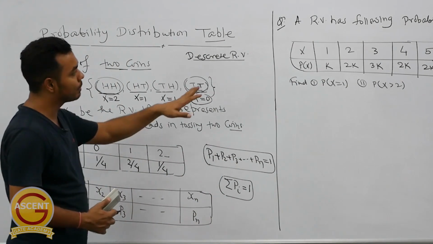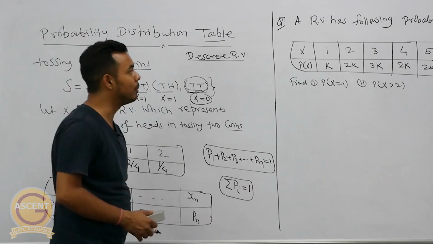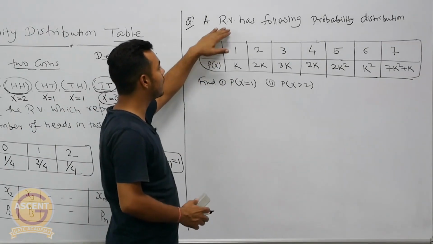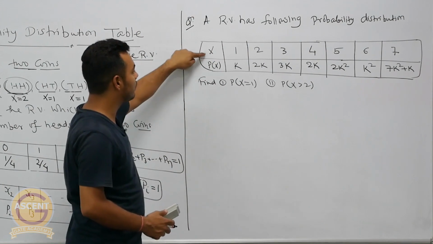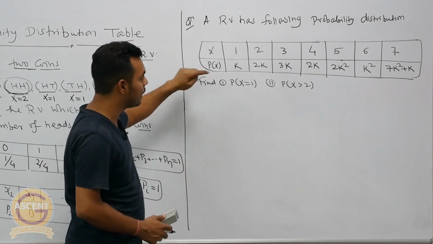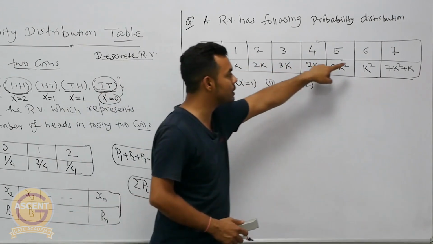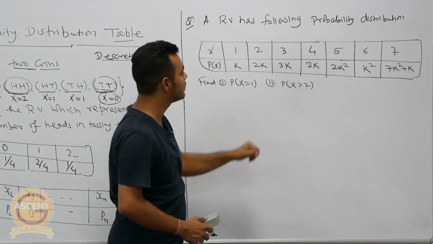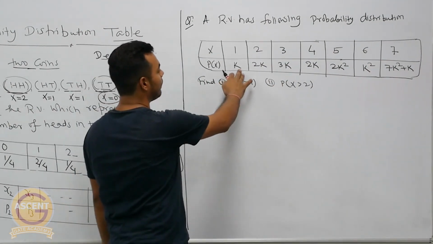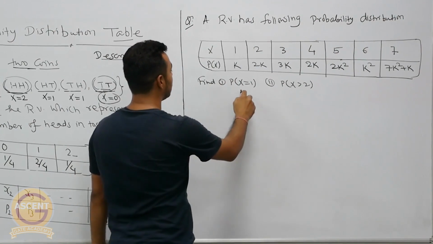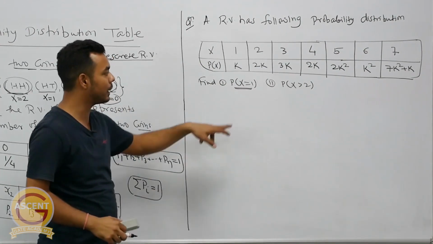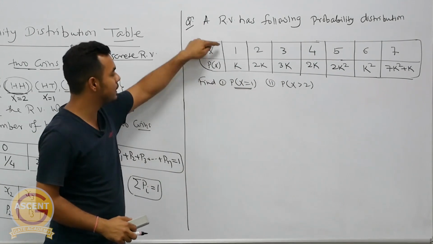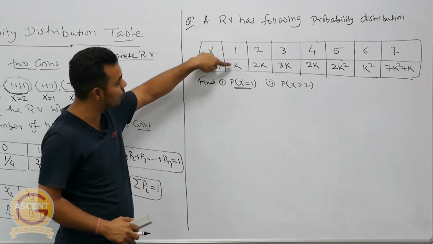Now we will take one problem and see how to apply this formula. The question we have is: a random variable has the following probability distribution. The values of X and their corresponding probabilities are given. These are the 7 possible values of X from 1 to 7, and in the second row we have their corresponding probabilities. Now this question has 2 parts. The first part is to find the probability that X is equal to 1. You can easily see that the probability that X is equal to 1 is k.